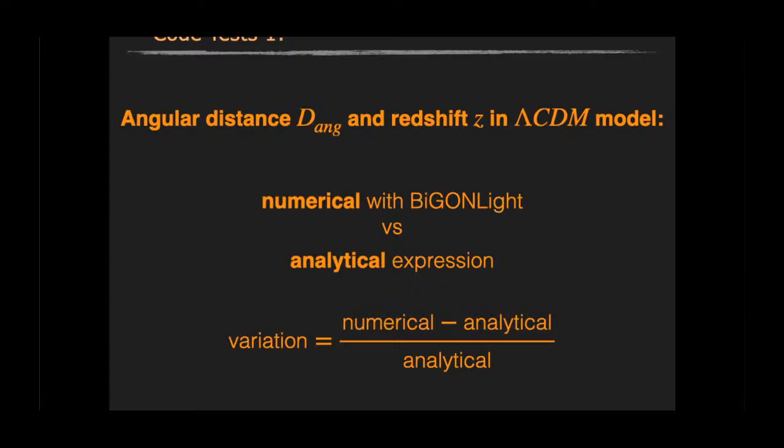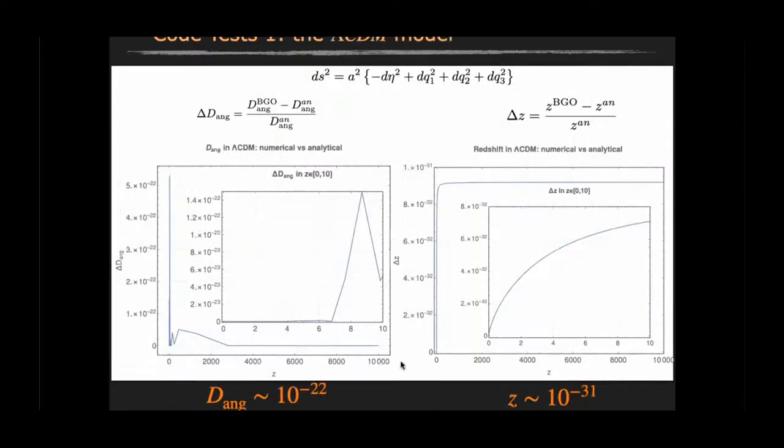In particular, the first test regards the calculation of the angular diameter distance and the redshift in the lambda CDM model. The quantity that we wanted to evaluate for this test is the variation between the numerical and the analytical calculation, and this is what I put here. As you can see, there is a very good agreement between the analytic and the numerical calculations. And I want to stress the fact that we managed to reach such a high precision thanks to a proper tuning of the precision control options implemented in Mathematica.